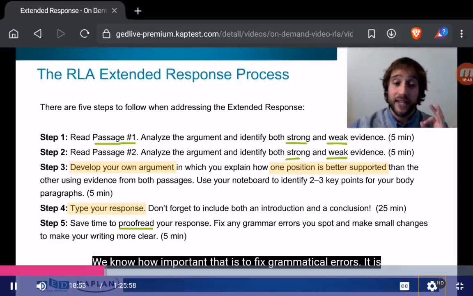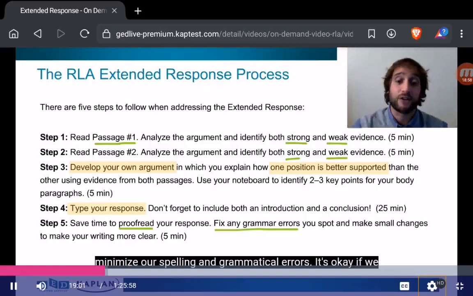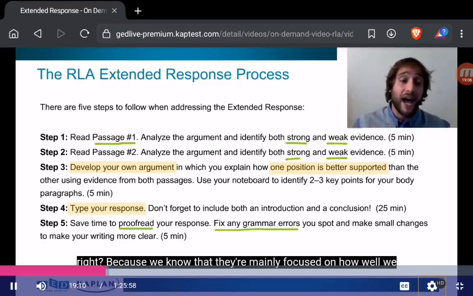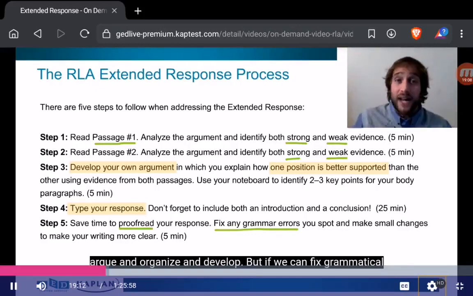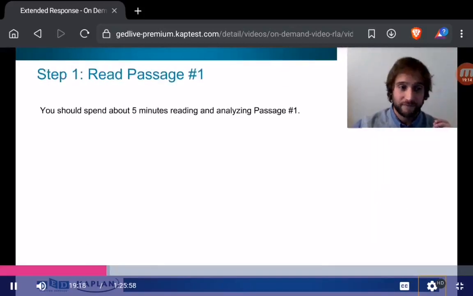We know how important that is to fix grammatical errors. It is something that we are scored on, so we want to make sure that we minimize our spelling and grammatical errors. It's okay if we have a couple typos. That's not going to totally destroy our score, right? Because we know that they're mainly focused on how well we argue and organize and develop. But if we can fix grammatical errors, we definitely want to do that.